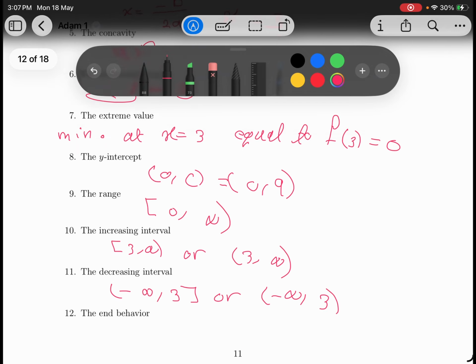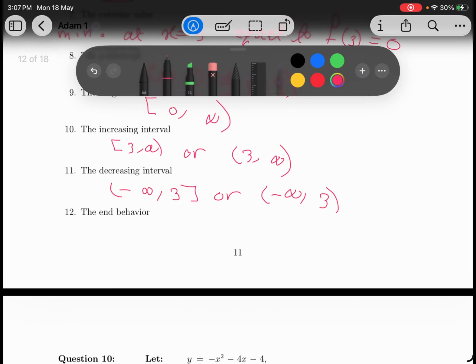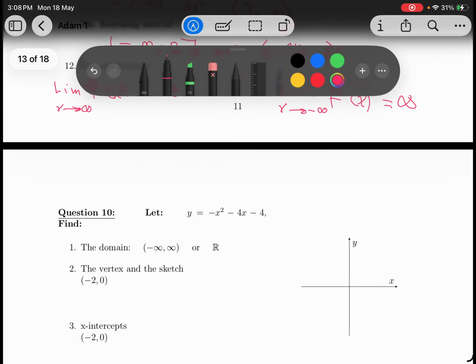So for the function going to infinity, I will use the limit to express the end behavior. I will write here limit of f of x when x goes to infinity. It means how this function behaves when x is very large. It's going to infinity. And here, the limit when x goes to minus infinity of this function f of x is going to infinity as well. And I will move straight forward to this example number 10.